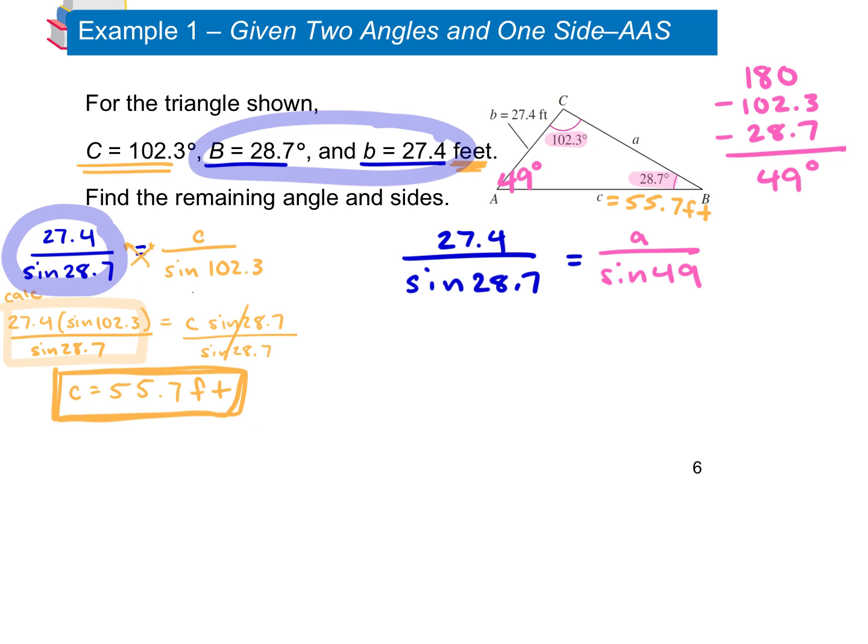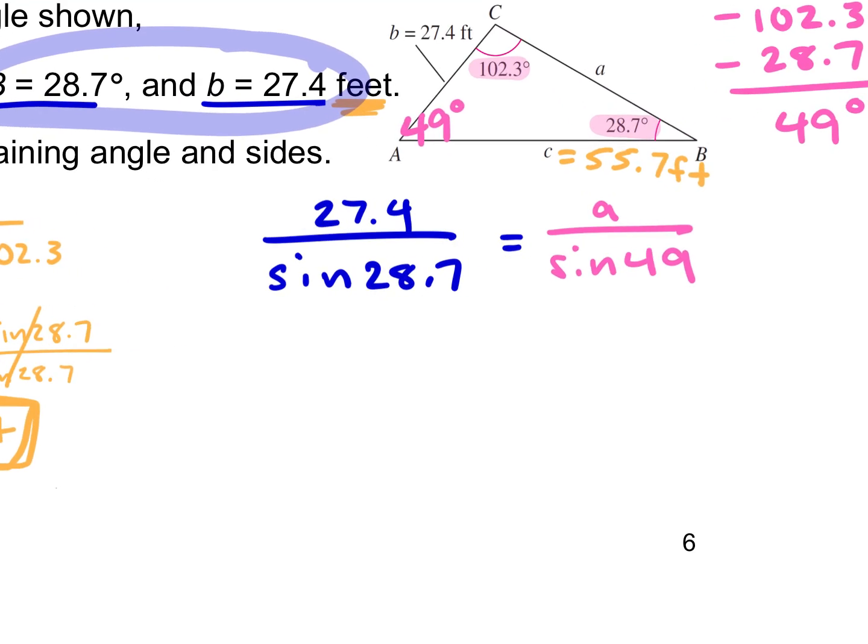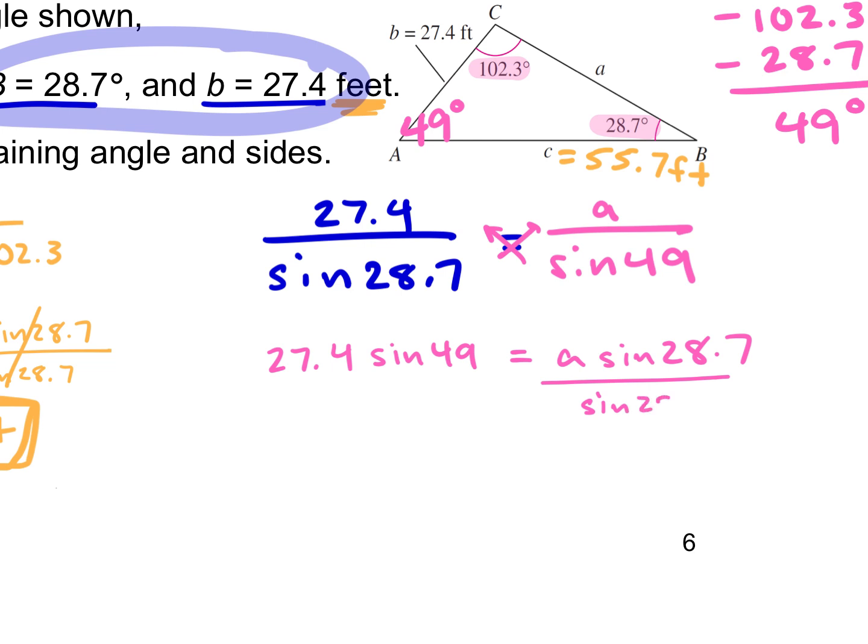So you always want to start with the given one, just in case something went wrong in the math where I found side C. You don't want to do the math with the wrong answer for the rest of the question. So start with the given one, just use what was given to find the rest of it. So same thing that we did to find C, we're going to do to find A. We're going to cross multiply. So 27.4 times sine of 49 is equal to A times sine of 28.7. Divide both sides by sine of 28.7.